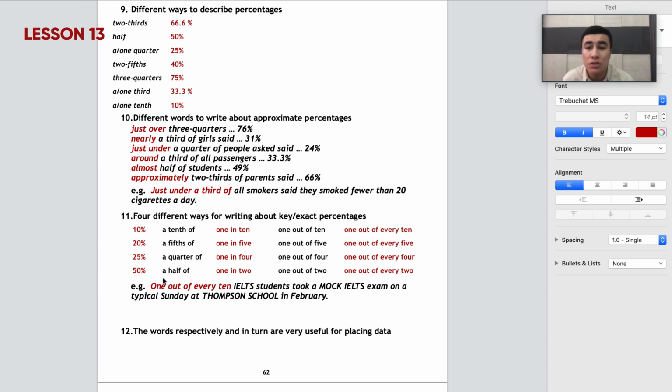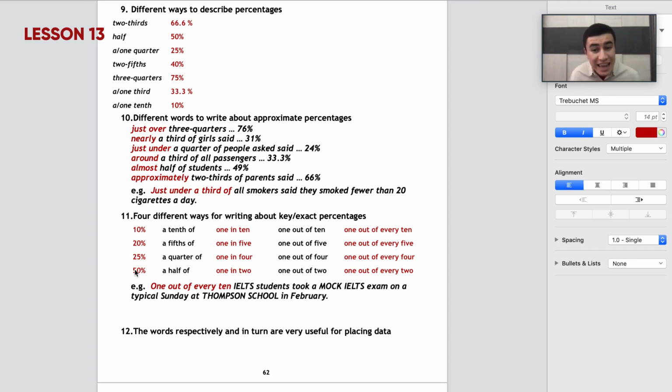So instead of 50, you can say a half of, 1 in 2, 1 out of 2, 1 out of every 2. Let's say 50% of women use the same perfume, but okay, you can say 1 out of every 2 women uses the perfume, let's say Chanel. So I'm not good at this, but still, I hope you got the point here.